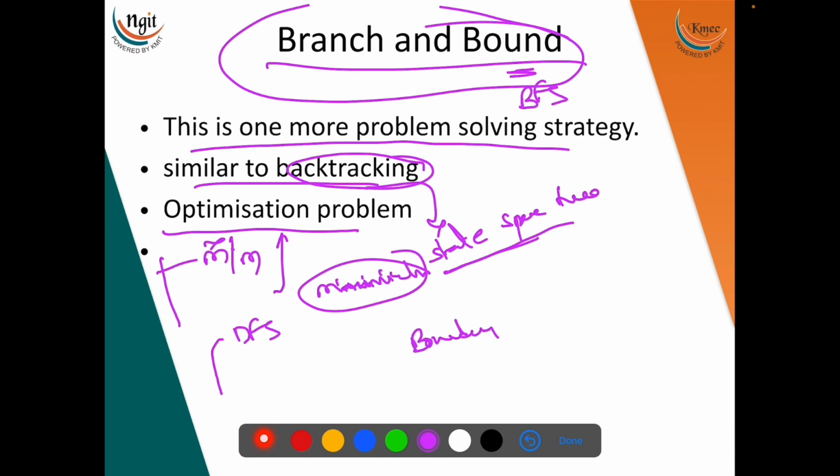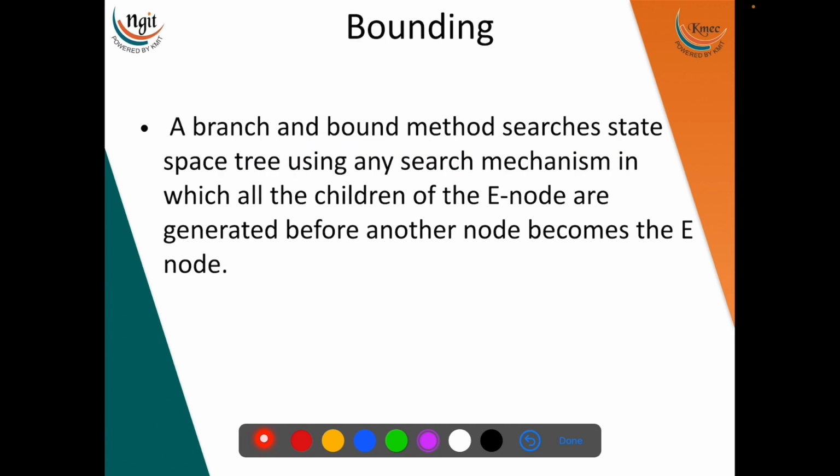The name itself suggests this. Branch and bound means we'll construct a tree where each node will have some branches. That part we'll see. Here the branch means which part of the branch is going to get explored, the exploration of a branch. And bound is what? The bounding function. Now we'll talk about the bounding function.